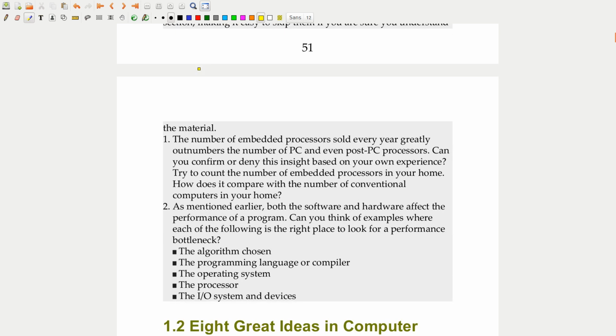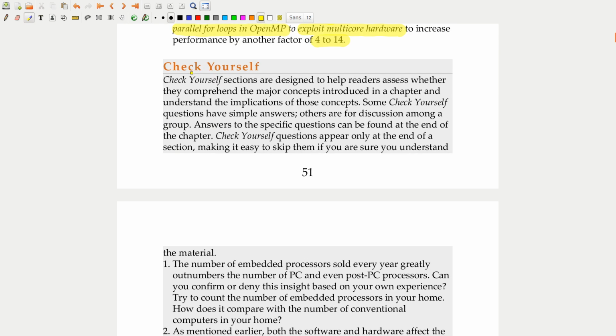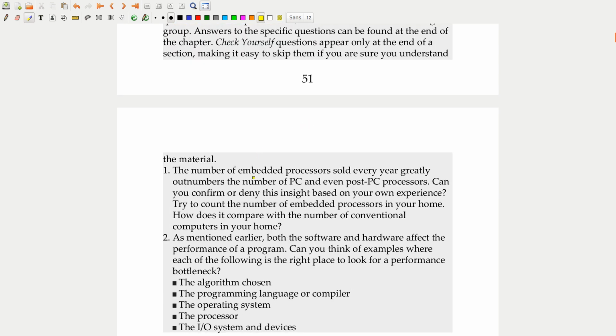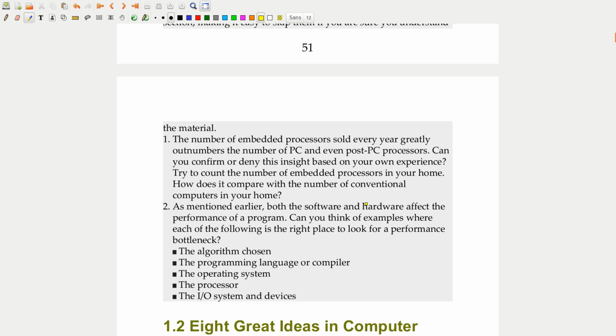So let's see. Check yourself. Sections are designed to help readers assess whether they comprehended the major concepts introduced in this chapter. So the number of embedded processors sold every year greatly outnumbers the number of PC or even the post-PC processors. Can you confirm or deny this insight based on your own experience? All right, chat. This is your first question, and there are no wrong answers here. Except there is. So can you confirm or deny it?